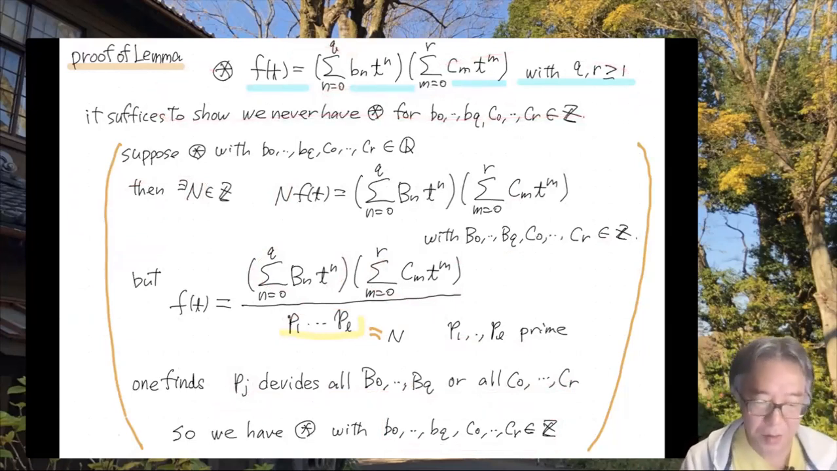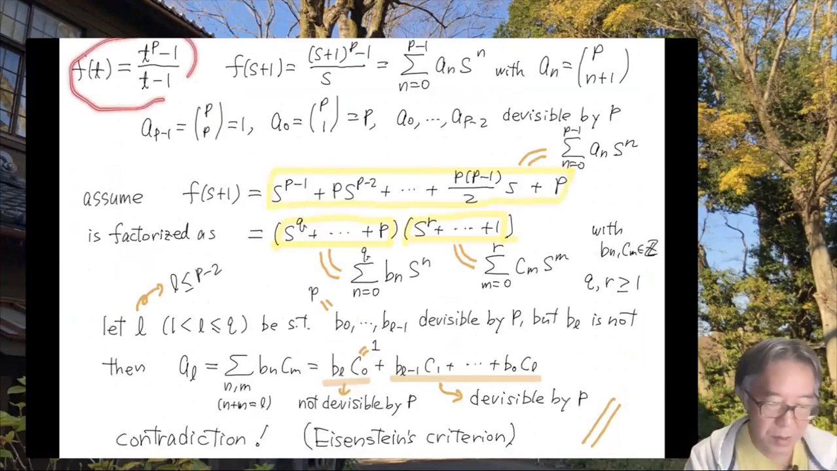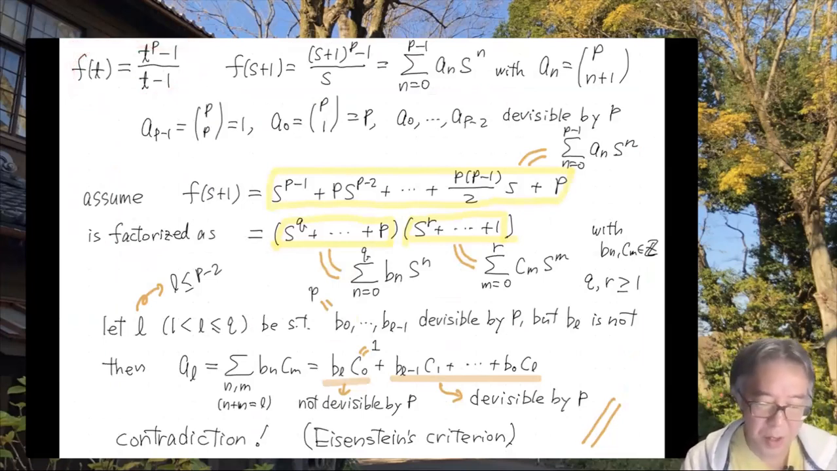Okay, so now we want to prove the irreducibility of f, but we know that we only have to consider polynomials over Z. Okay, so this is the cyclotomic polynomial that we want to prove is irreducible. And now I substitute s plus 1 for t. s is again a formal variable, okay? And of course, it becomes like this. And then you can expand this like this.